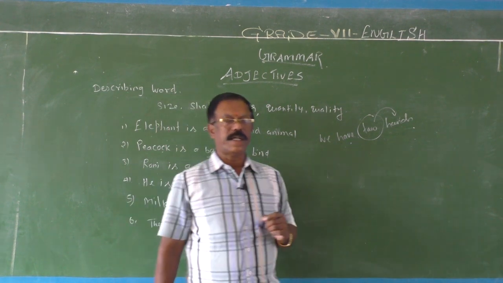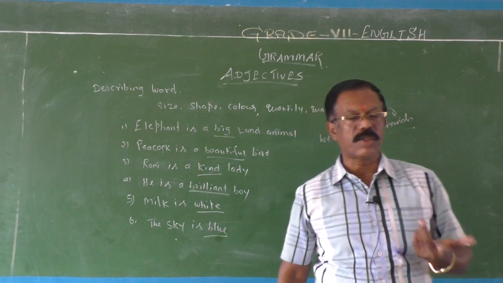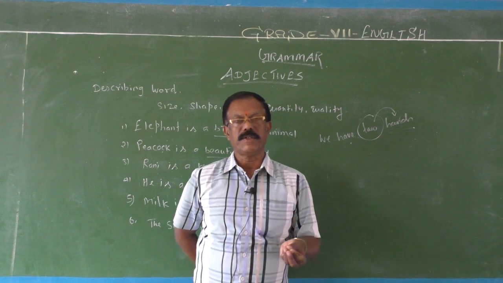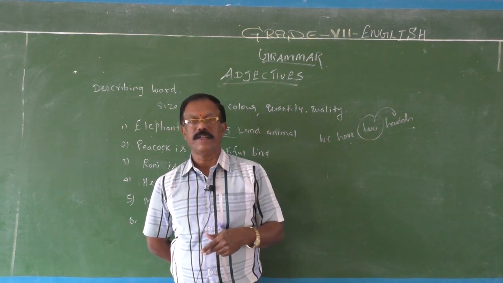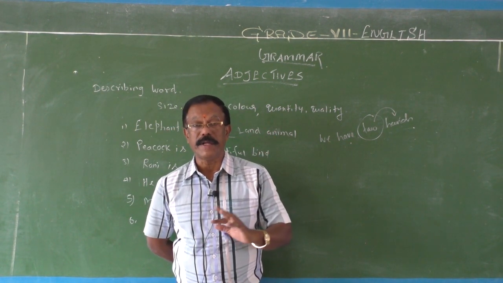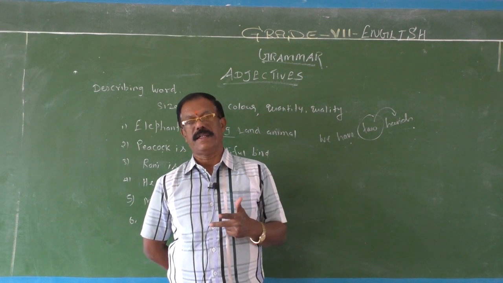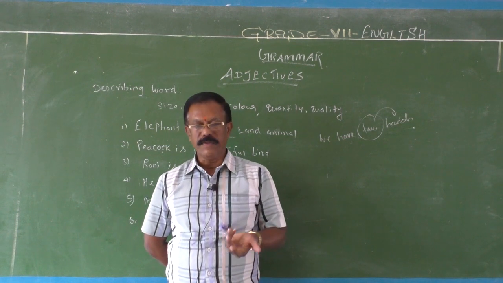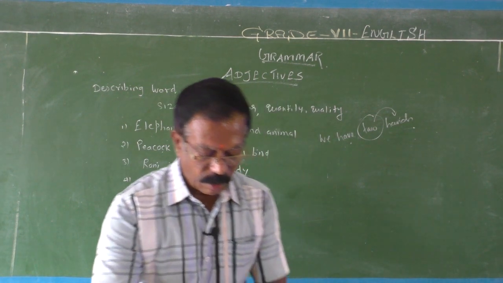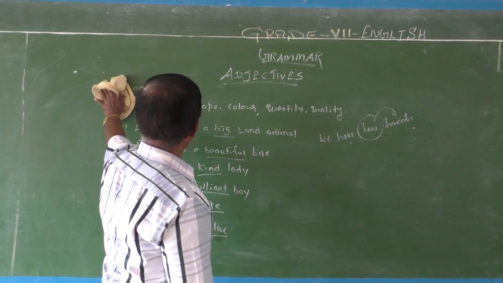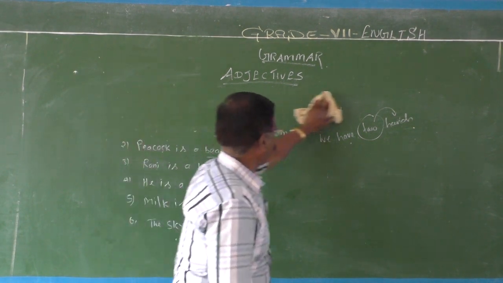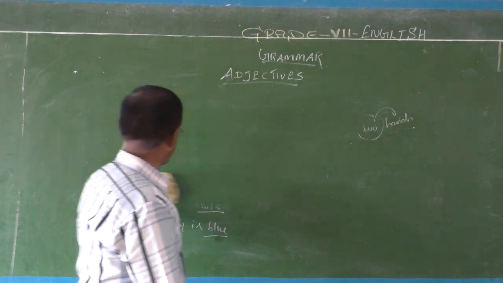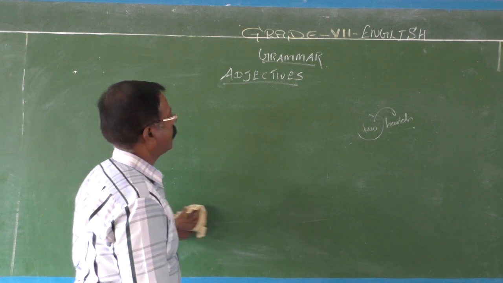So adjectives are of many kinds, but there are 2 ways we can use these adjectives: attributive adjectives, used attributively, and predicative adjectives, used predicatively. For both types of usage, I will give you examples. How can an adjective be used as an attributive adjective, or attributively? The examples I have given here are all the best examples for attributive adjectives.